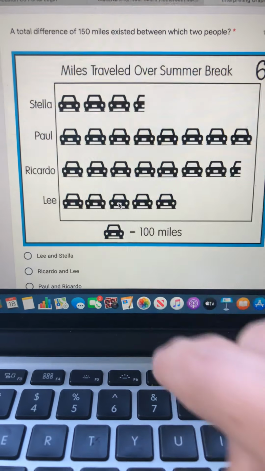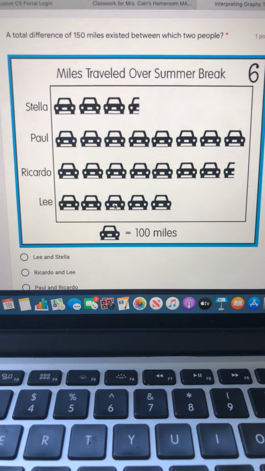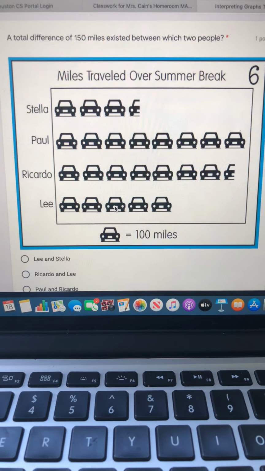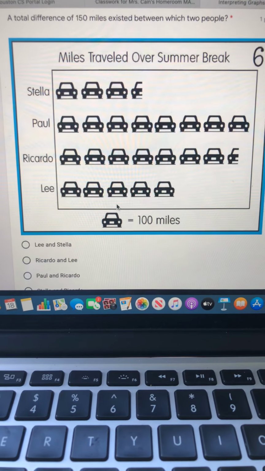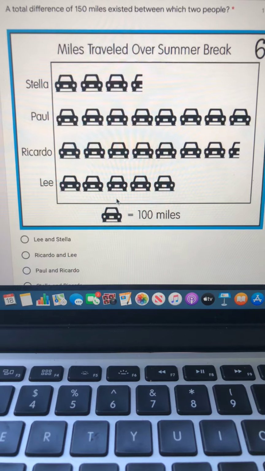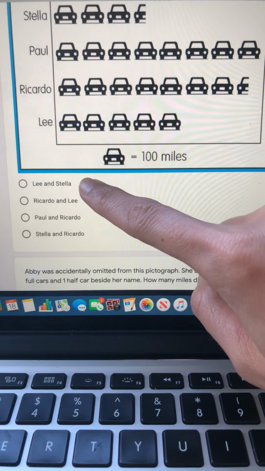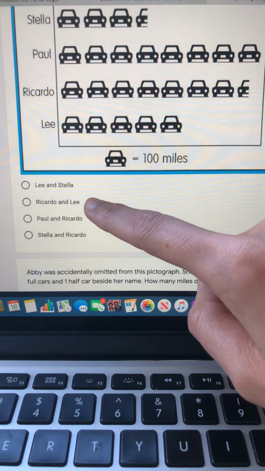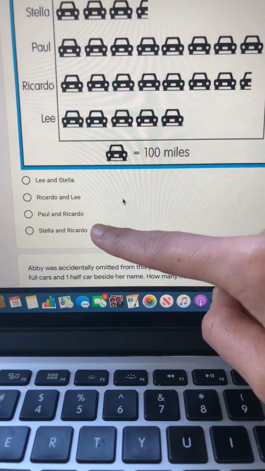All right, so the question they ask is a total difference of 150 miles existed between which 2 people? So there is a difference of 150 miles between which 2 people? Is it Lee and Stella, Ricardo and Lee, Paul and Ricardo, or Stella and Ricardo?